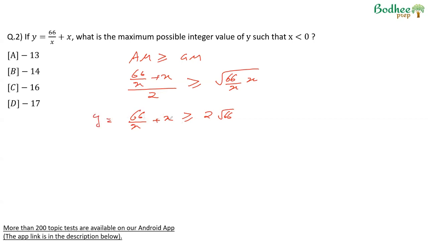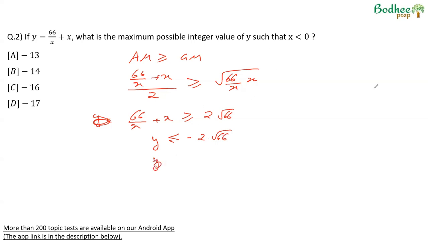If we say y is equal to this value and x is negative, this entire term becomes negative. And therefore, instead of 2, if you want to take the positive value of x, we multiply this by y with a negative sign. Therefore, we can say y is less than equal to minus 2 root 66. 66 upon x plus x will be greater than equal to 2 root 66 when x is positive. If it is negative, we multiply the entire thing by minus 1. And therefore, the maximum value of y has to be minus 2 into root 66.